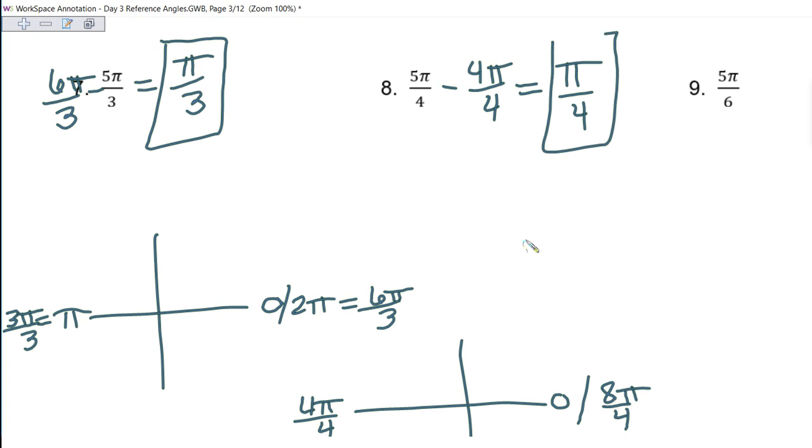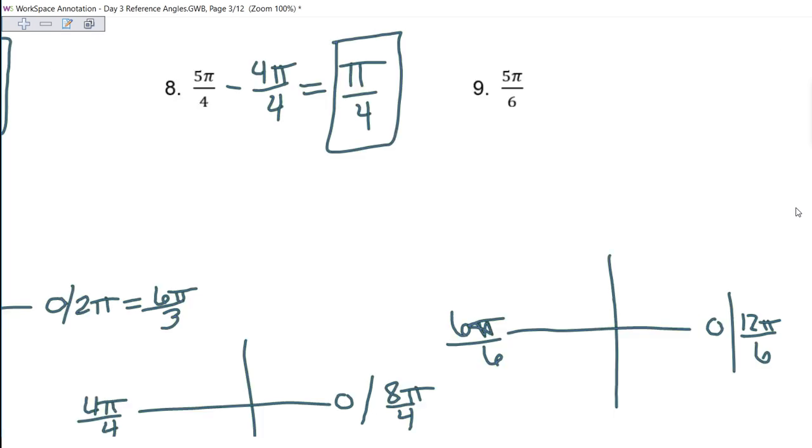And then number 9, we're counting by increments of pi over 6. So this would be 0. Instead of pi, I'm going to put 6 pi over 6. And instead of 2 pi, what should I use? 12 pi over 6. So 5 pi over 6, would it be closer to 6 pi over 6 or 12 pi over 6? 6 pi over 6. So those are the two that need to be subtracted. 6 pi over 6 minus 5 pi over 6, that difference would be pi over 6.